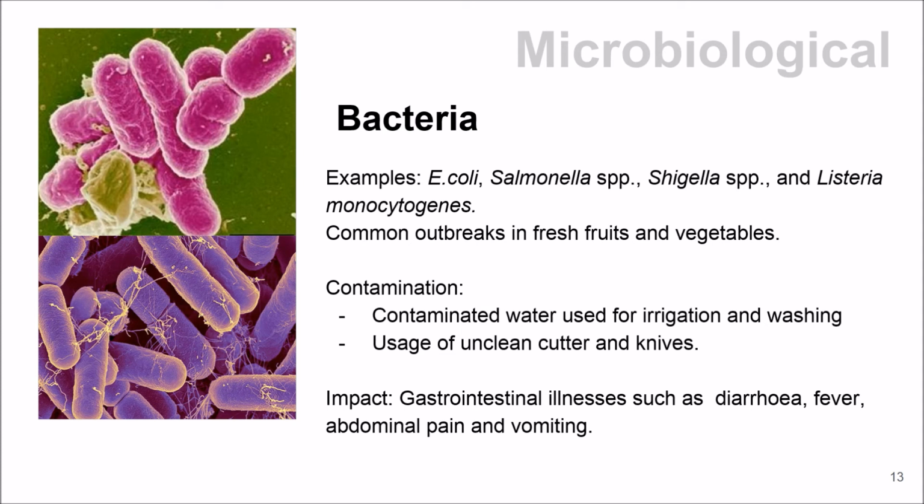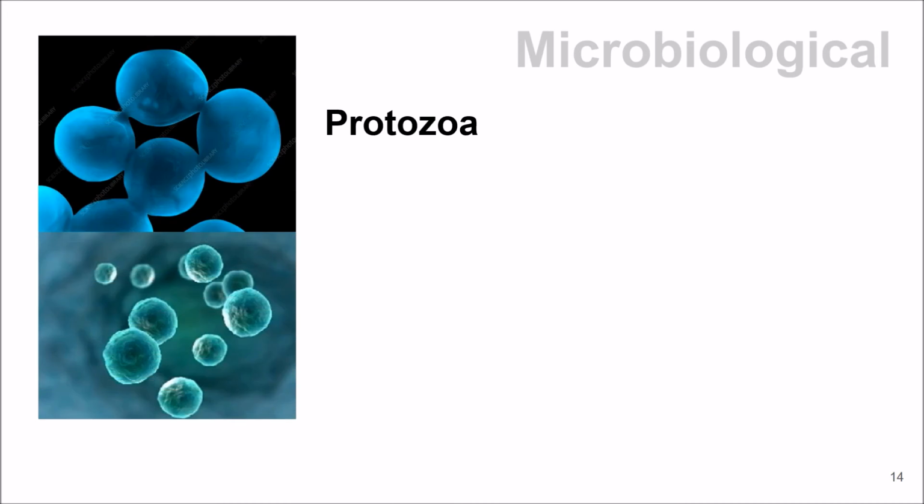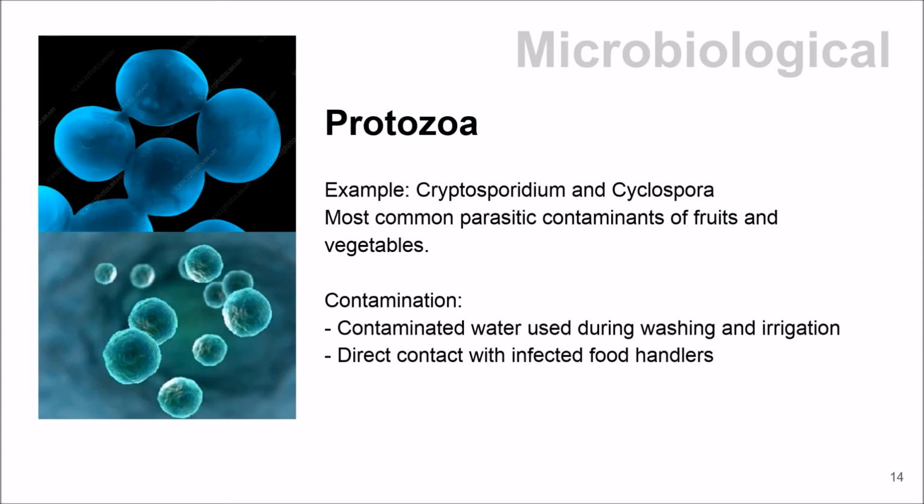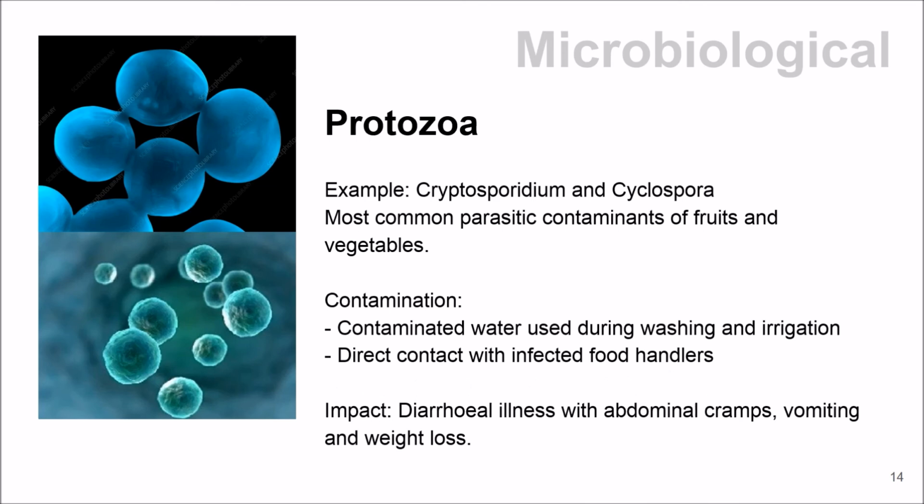The second microbial contamination is protozoa. Examples of protozoa linked to fruits and vegetables are Cryptosporidium and Cyclospora. These are the most common parasitic contaminants found in fruits and vegetables. Contamination from these protozoa can be caused by the use of contaminated water for washing and irrigation purposes, and by direct contact with infected food handlers or workers. Protozoa contamination can cause diarrheal illnesses in humans with abdominal cramps, vomiting, and weight loss.